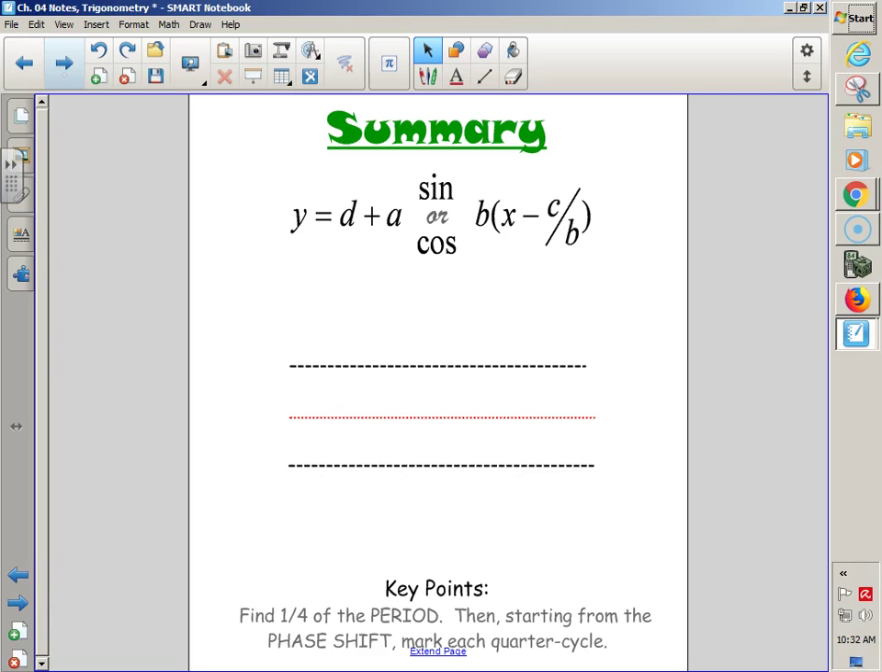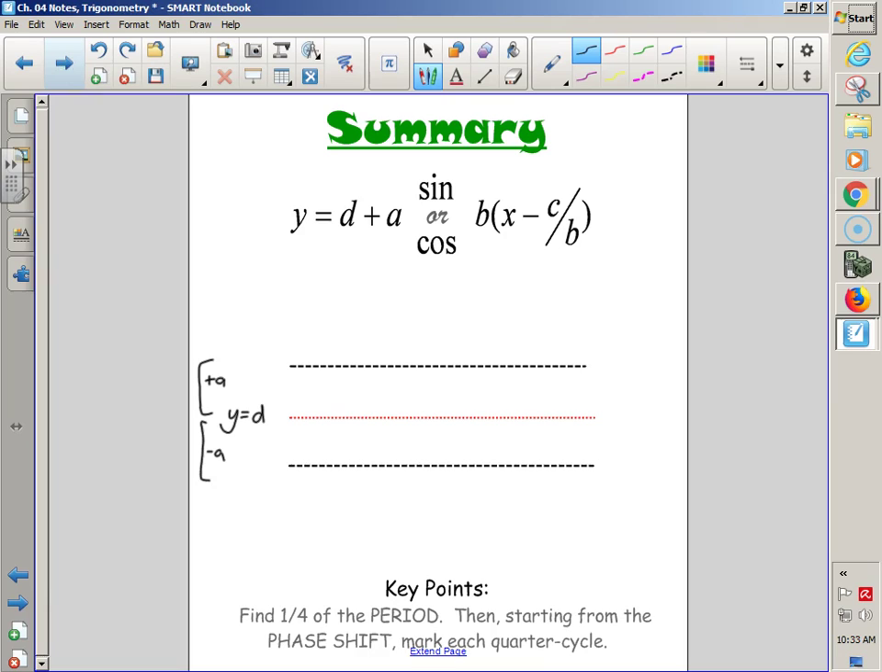So what's the key summary? If you can get a sine or a cosine written in this transform form, you should hopefully be able to mark the D, wherever that is, look at the A and be able to add A or subtract A to get to the top or the bottom bounds.